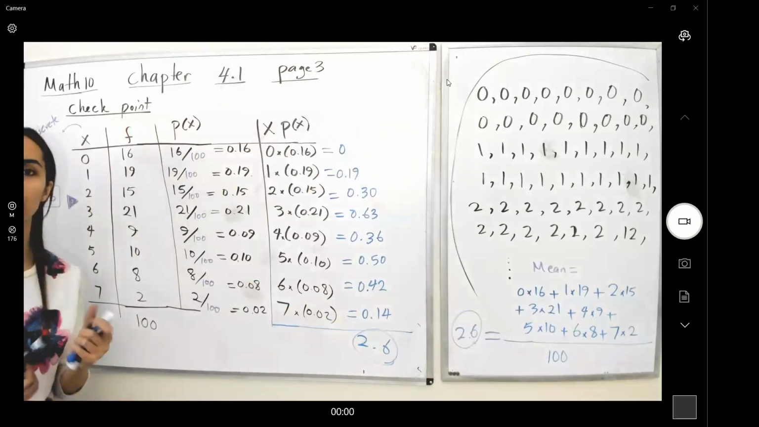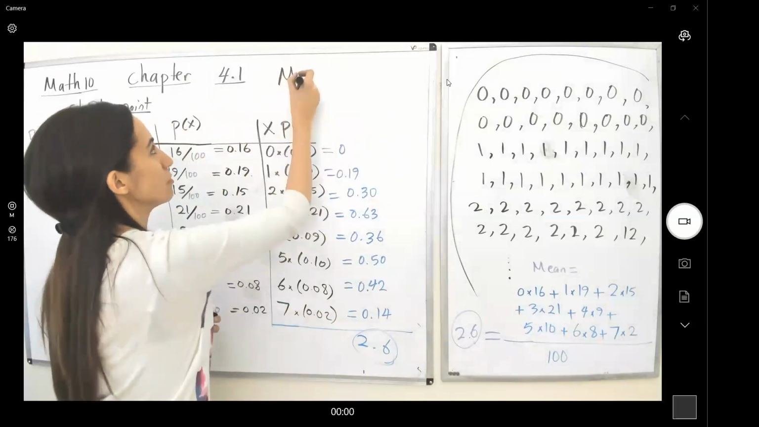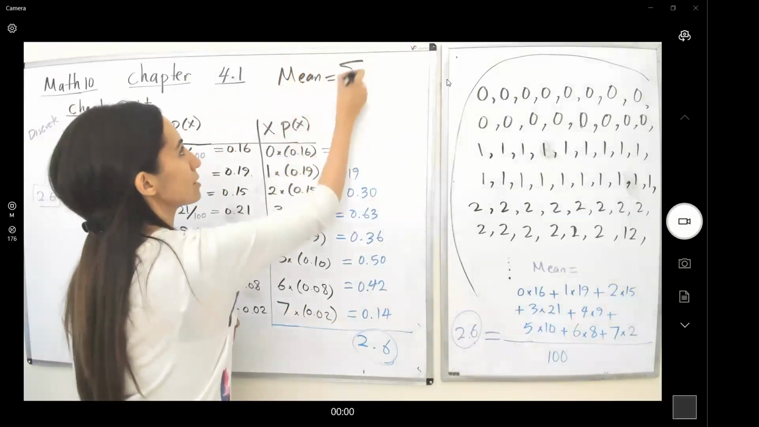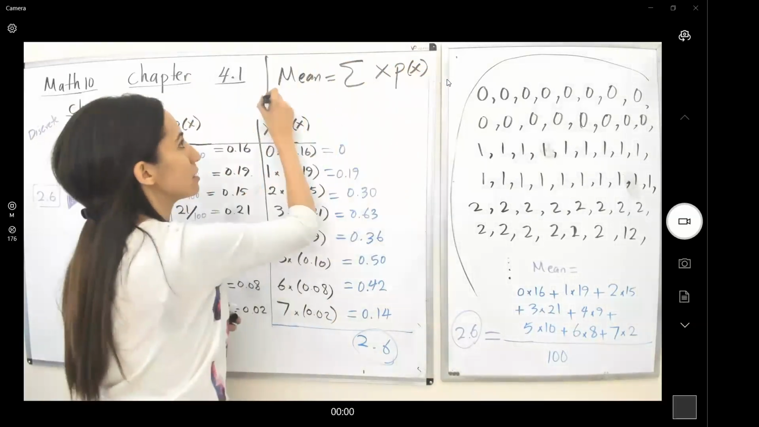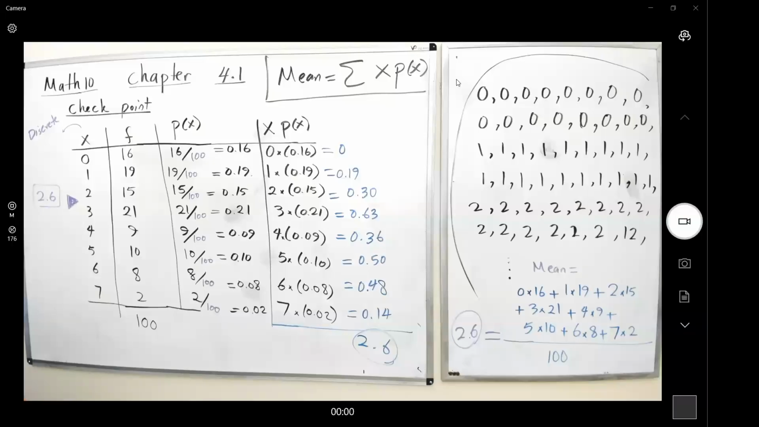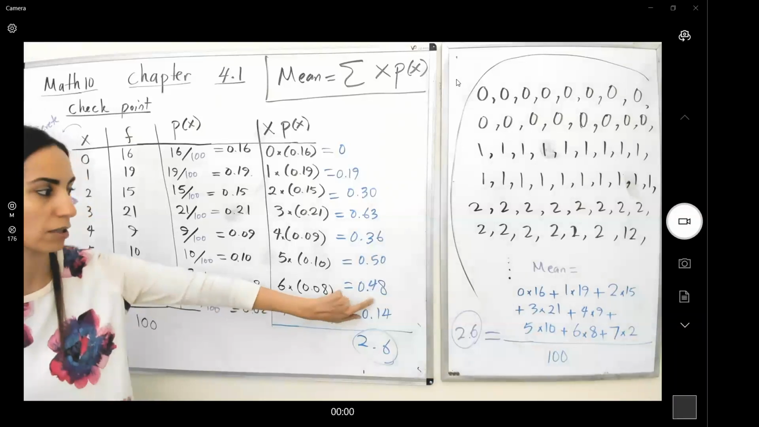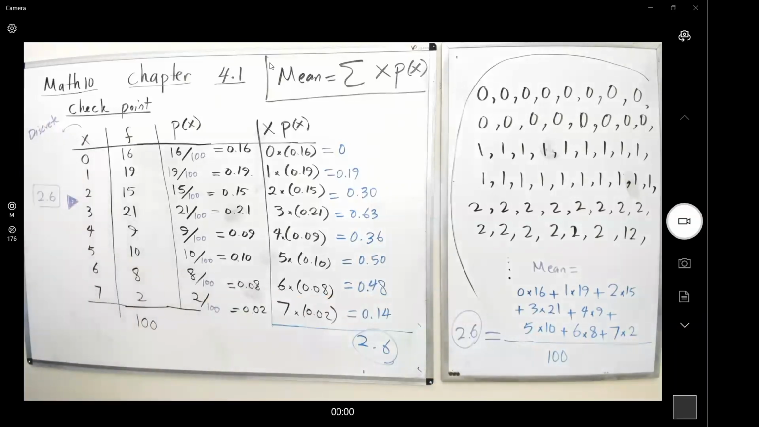So the formula for the mean is the sum of x times p of x. Record this. Thank you, Fabiana. Guys, this is 48, not 42. Please correct that.